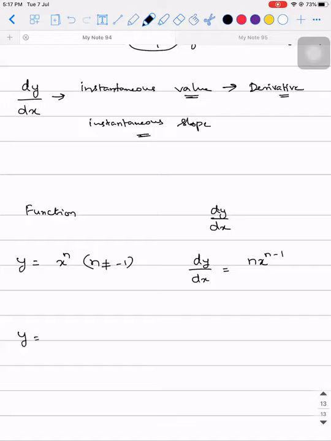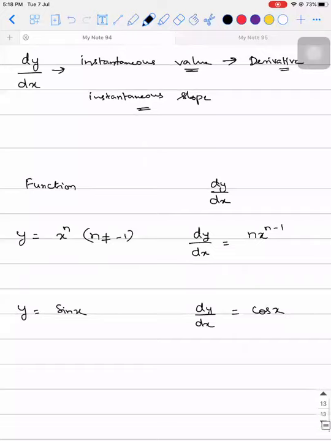Similarly, if y is equal to sin x, then dy by dx will be equal to cos x. Okay. Similarly, if y is equal to cos x, then dy by dx is minus sin x. So these are all the values that you are going to use in physics. Okay, one is x power n, sin x, and cos x. As of now, at least for this chapter, I can say.